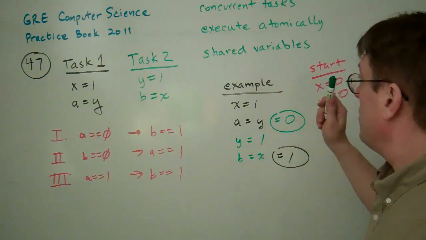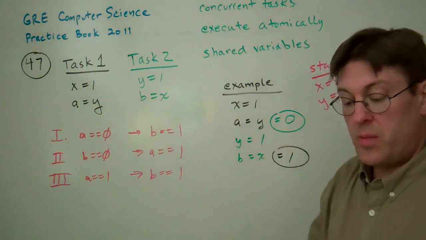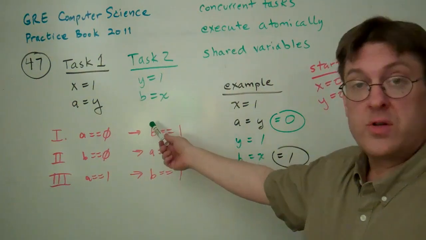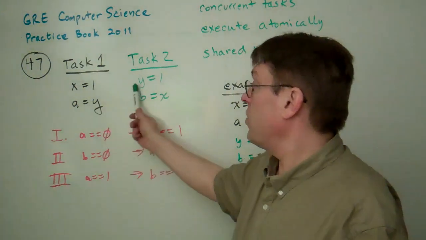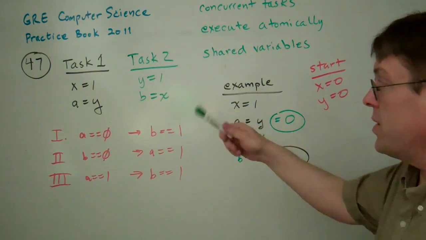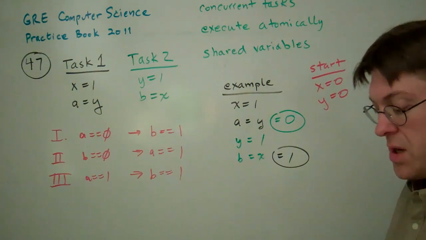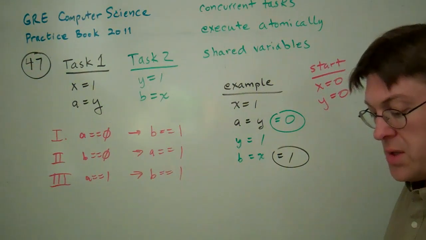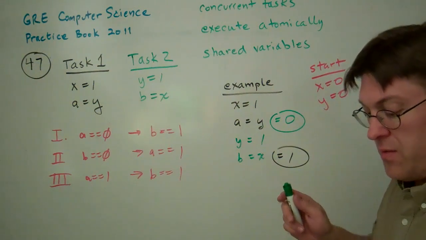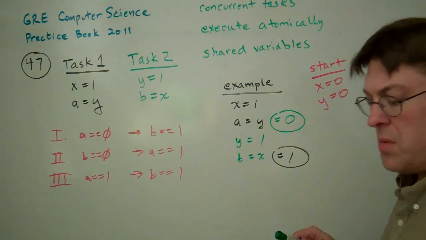Shared variables means that x and y are shared variables. Both of these tasks can share the same x or y variable. That's going to be important, because even though they're two separate independent tasks, the variables are being shared. So the question is, at the end of the tasks, the values of a and b are examined. Which of the following must be true?